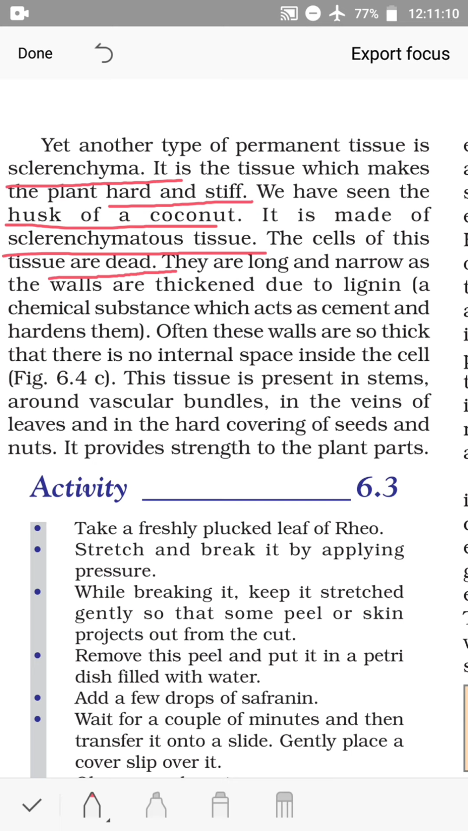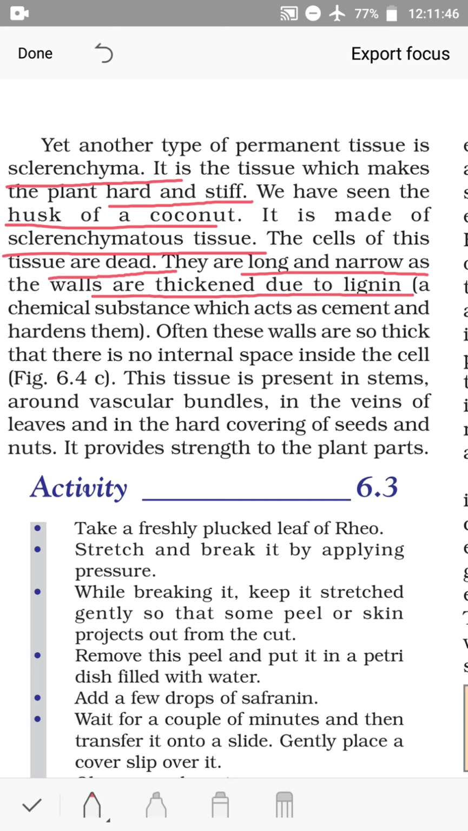They are long and narrow. So what type of cells do they look like? These are long and narrow. The walls are thickened due to lignin, a chemical substance which acts as cement and hardens them. So due to deposition of lignin, the cells have become narrowed. Often these walls are so thick that there is no internal space inside the cell.